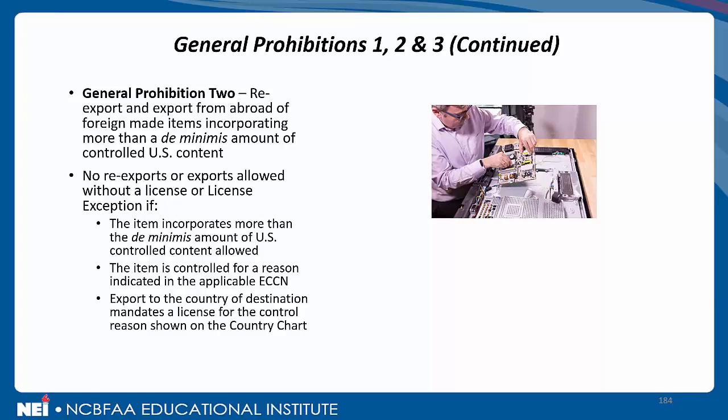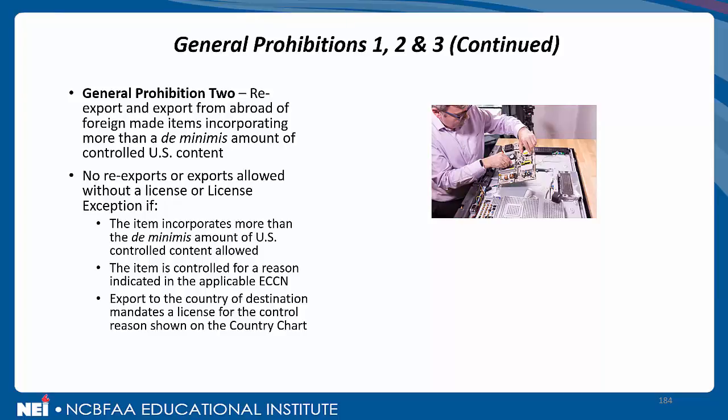So let's move on to our second bullet point. Specifically, no re-exports or exports allowed without a license or license exception if, as we said, the item incorporates more than the de minimis amount of U.S. controlled content allowed. Second sub-bullet point, the item is controlled for a reason indicated in the applicable ECCN. This harkens us back to General Prohibition 1 as well. The item we're talking about and the corresponding ECCN citation is controlled for a reason indicated in that ECCN. Final sub-bullet point, export to the country of destination mandates a license for the control reason shown on the country chart.